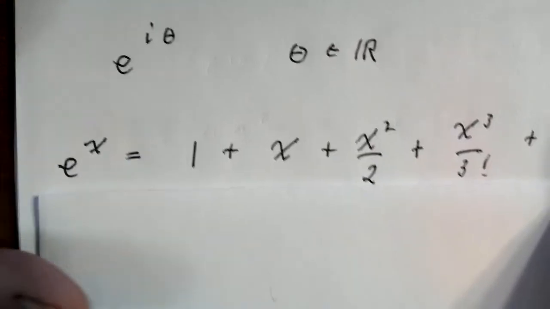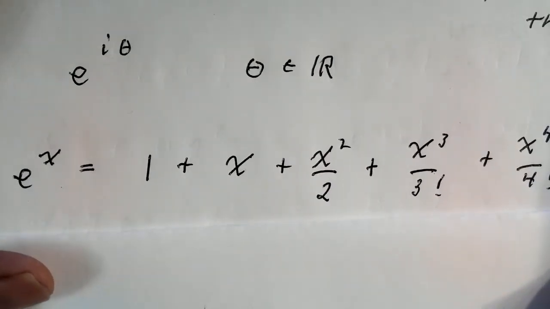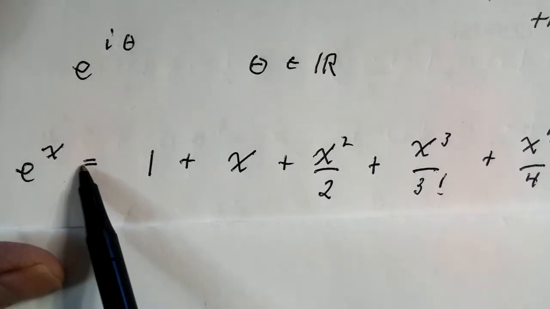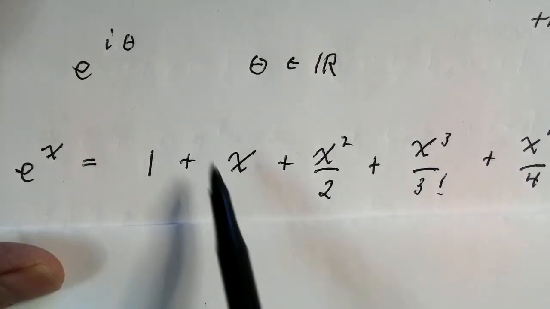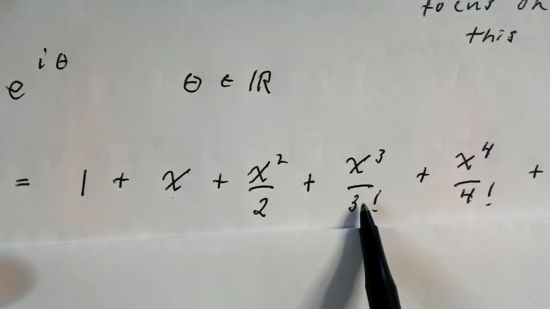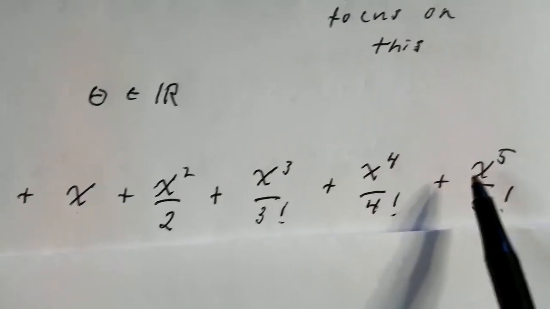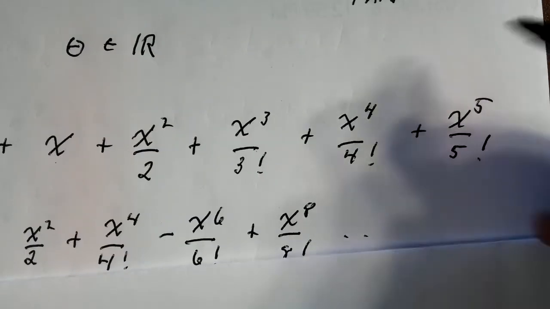We're going to use three important Taylor series that you've seen in calculus to make sense of this. One is the Taylor series for e to the x. It's 1 plus x plus x squared over 2 factorial plus x to the third over 3 factorial plus x to the fourth over 4 factorial plus x to the fifth over 5 factorial, and so on and so forth.